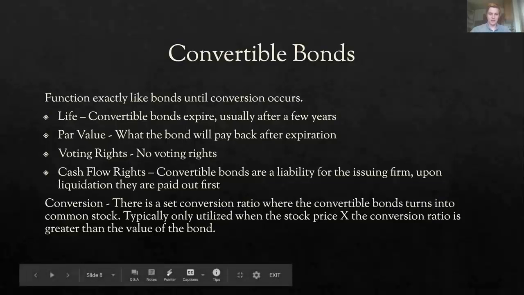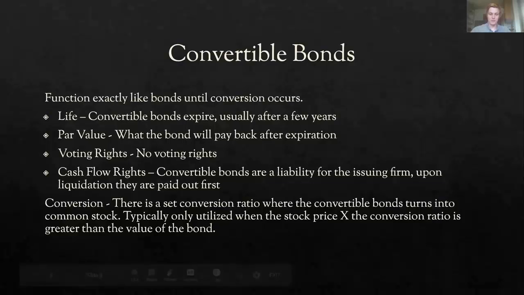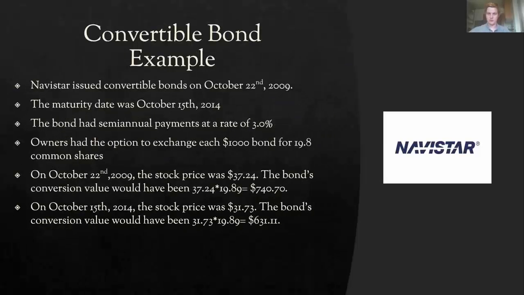And then there is a conversion ratio, and this tells you how many shares you get per bond. They're typically only utilized when the stock price times the conversion ratio is greater than the value of the bond.